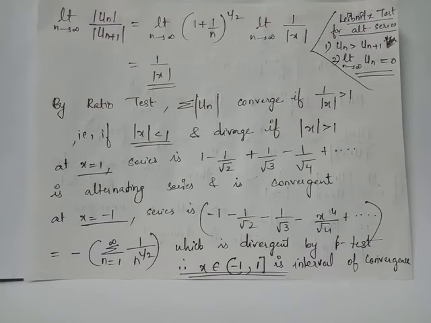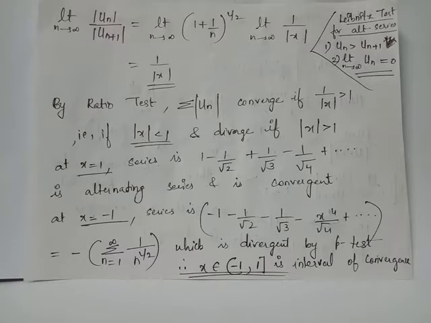Recall that by the ratio test, whenever limit n tends to infinity u n by u n plus 1 is greater than 1, then we say that the corresponding power series or the infinite series is convergent. Therefore, to find out the interval of convergence, the necessary condition will be that this particular value, which is the limit of u n by u n plus 1, must be greater than 1. Or we have the set of all values of x for which limit n tends to infinity u n by u n plus 1 happens to be greater than 1 will give us the interval of convergence.